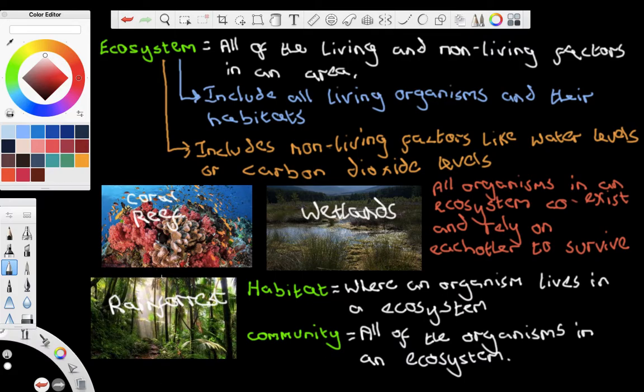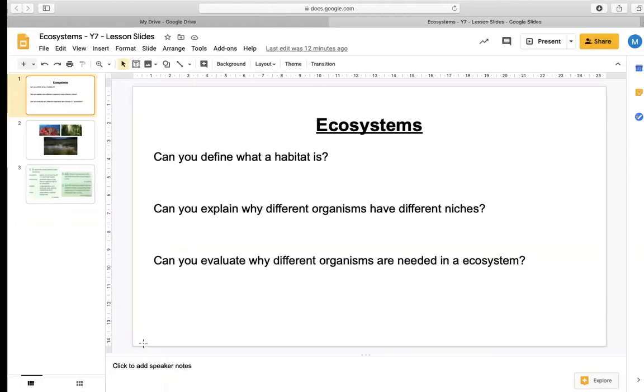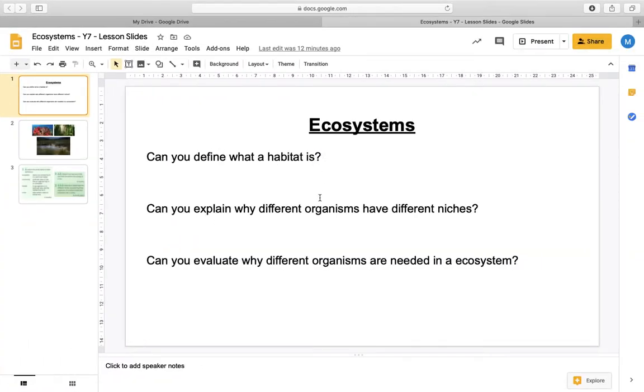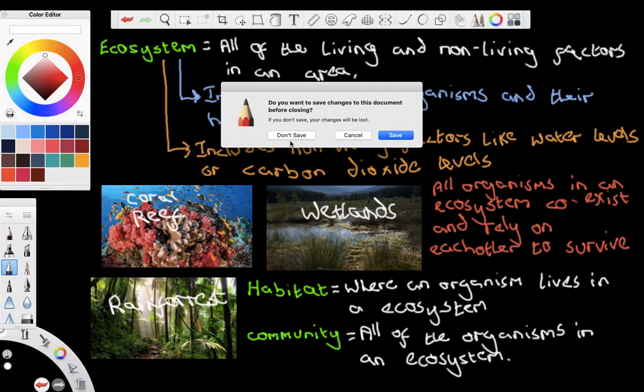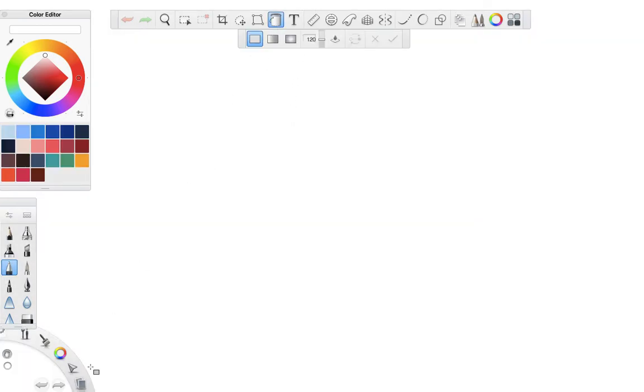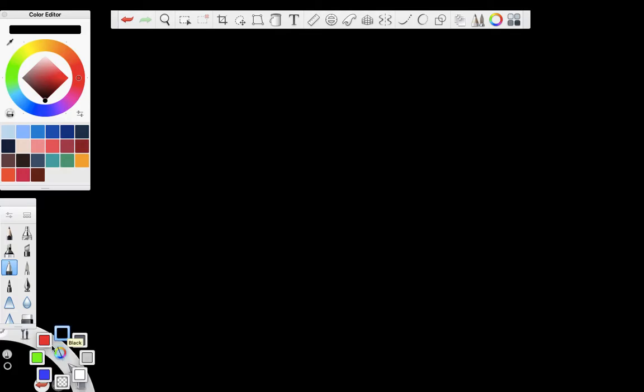So, if we have a look back at our learning objectives, you should now be able to tell me what a habitat is. Let's have a think about different niches. So if we can refresh our screen, send it back to black. We want a green pen because we now need to define a niche. A niche, N-I-C-H-E.